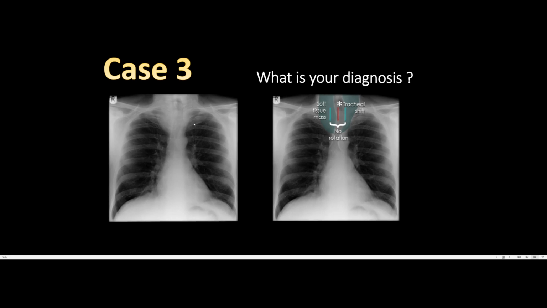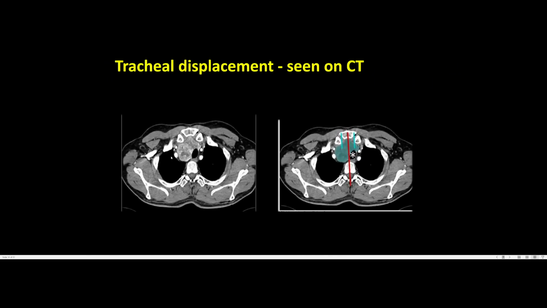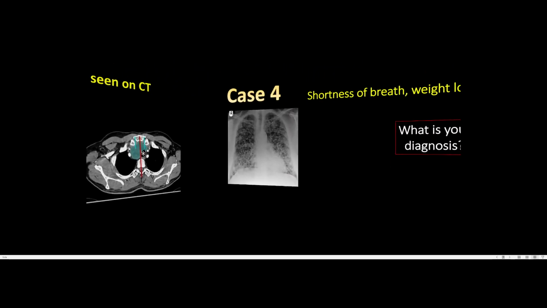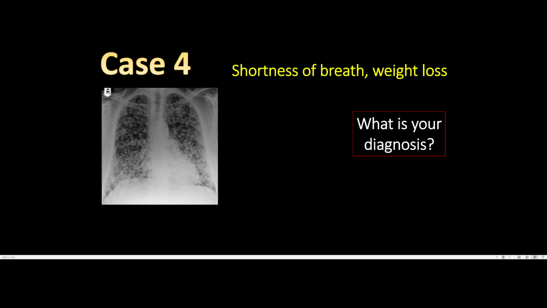Oftentimes, X-ray is not enough. You might order a CT scan to further visualize the mass, not just on its appearance, but also on its location. All right, so that's one thing to keep in mind: you could have a soft tissue density mass, especially causing compression of the trachea.